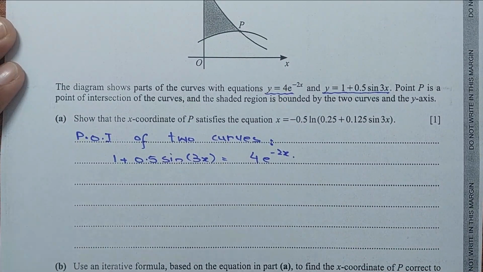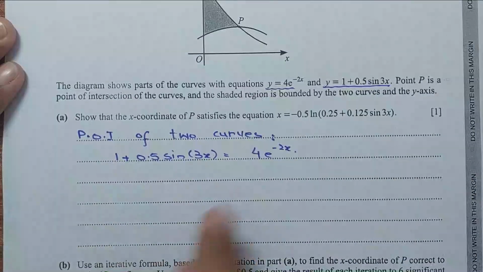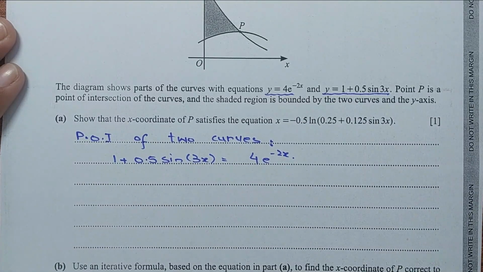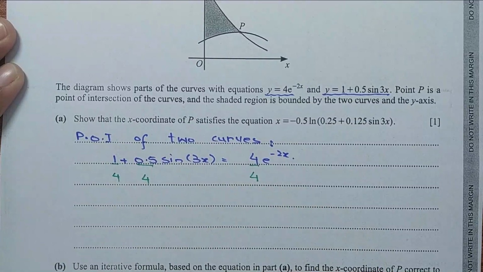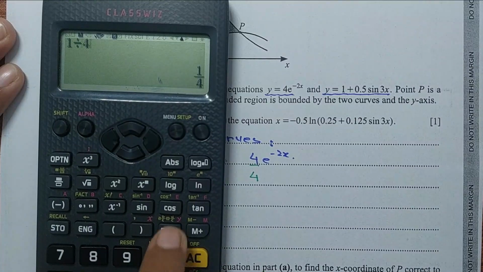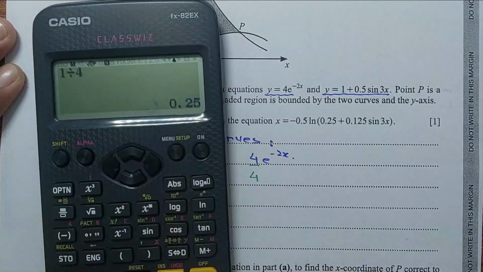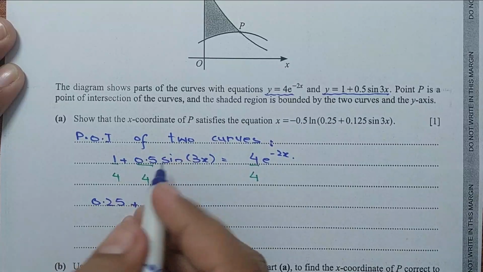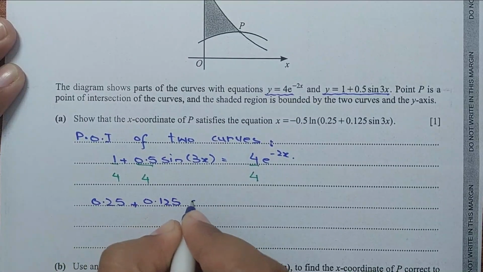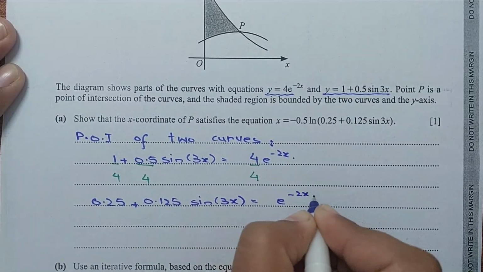To solve for x, as you can see, we have a natural log involved. So first of all, divide everything by 4. This term is divided by 4, this term is divided by 4, on both sides. So what is 1 by 4? 0.25. And 0.5 divided by 4 is 0.125. So we have 0.25 plus 0.125 sine 3x, and this is equal to e to the power minus 2x.